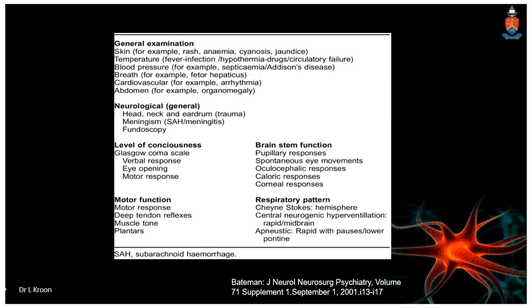And then the most important exam in the coma patient is the brainstem function. You're going to assess for pupillary responses, spontaneous eye movements, the oculocephalic or doll's eyes response, the caloric responses, as well as corneal responses. The respiratory pattern of the patient in a coma may also help you to identify the cause of the patient's coma. I will talk about this in more detail in a second, but we're going to talk about Cheyne-Stokes breathing, central neurogenic hyperventilation, as well as apneustic breathing. But first, we're going to talk about the pupillary responses.